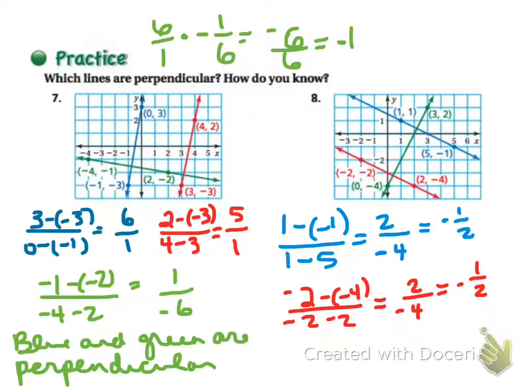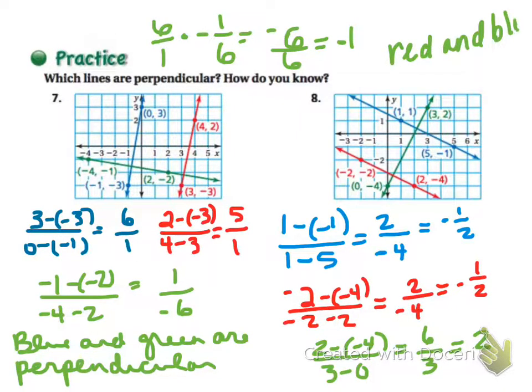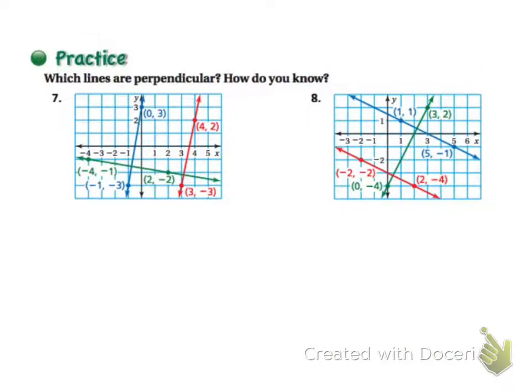So red and blue are obviously parallel, but it's asking about perpendicular. And so looking at the green line, 2 minus the negative 4 over 3 minus 0 will have 6 over 3, which is positive 2. So since positive 2 is the negative or opposite reciprocal of negative 1/2, red and blue are both perpendicular to green. So you would summarize that as red and blue are both perpendicular to green.